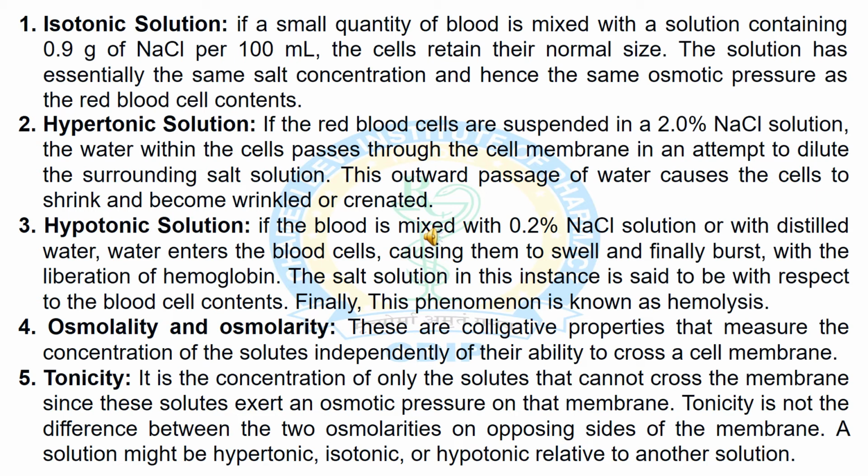Next is osmolality or osmolarity. These are the quantitative properties that measure the concentration of solute independently of their ability to cross the cell membrane. Next is tonicity. It is the concentration of the solute that cannot cross the membrane, since this solute exerts an osmotic pressure on that membrane. It is not the difference between the two osmolarities on the opposite sides of the membrane. A solution might be hypertonic, isotonic, or hypotonic relative to another solution.